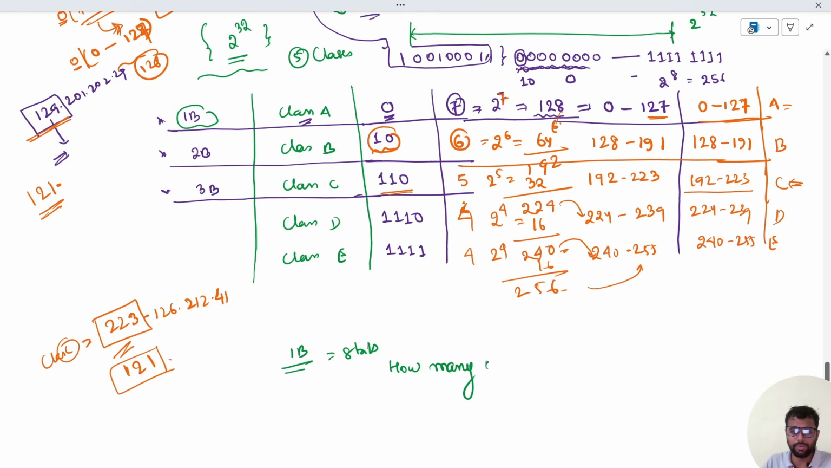How many network IDs? That will be 2 raised to the power 7. Why 7? Because although we are using 1 byte, we are actually fixing 1 bit. So why 2 raised to the power 7? Because although we have 8 bits, 1 bit is reserved. Why did we reserve it? To differentiate the different classes. So we have only 2 raised to the power 7 left.